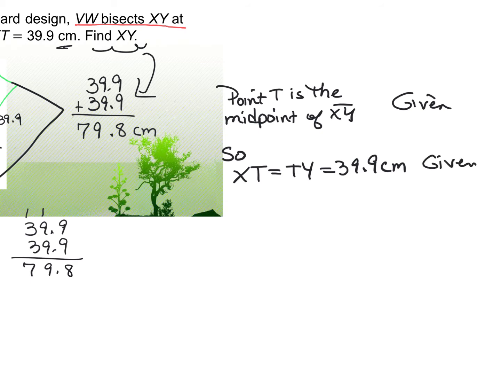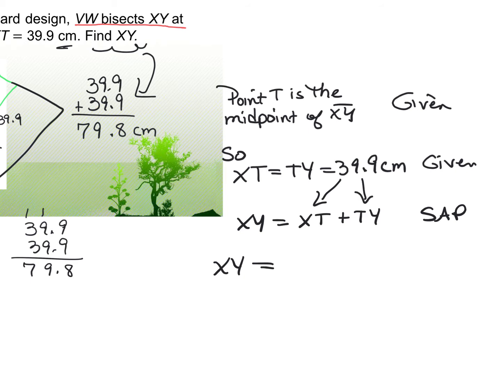And then from there, I could demonstrate my segment bisector. They wanted me to find XY, so I'm going to show that by adding XT to TY, I can get the answer to the question. And my reason would be the segment addition postulate. This is where I write my abbreviation. Then next I would show a substitution, and I'm going to substitute what XT and TY equal, which is 39.9.